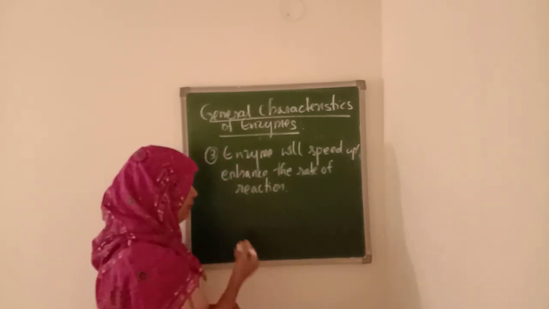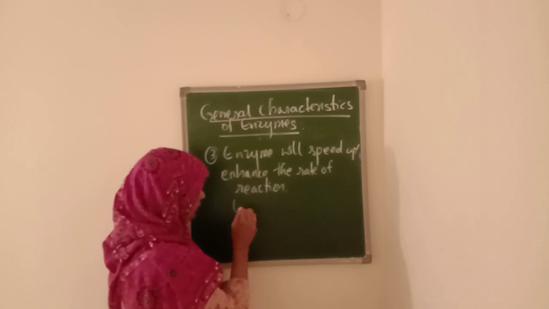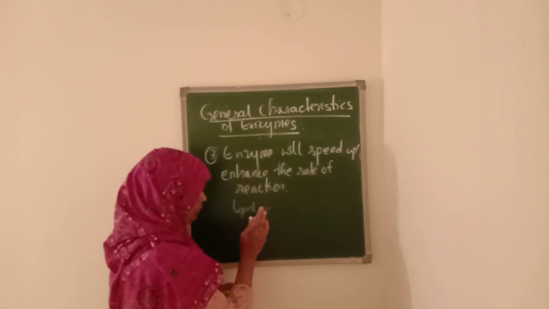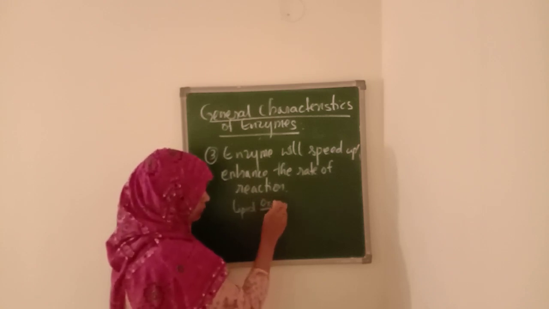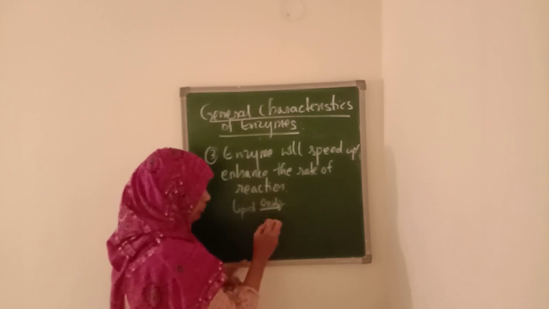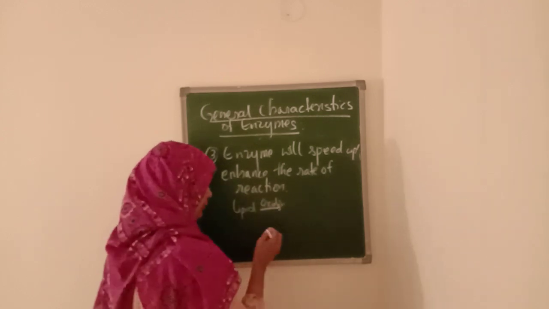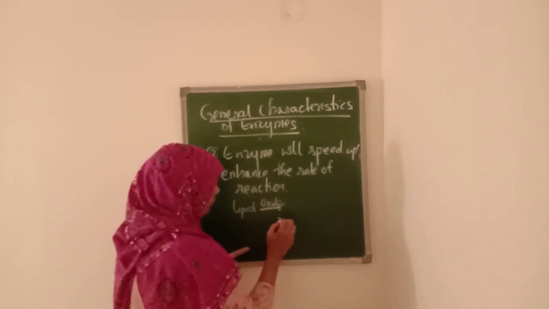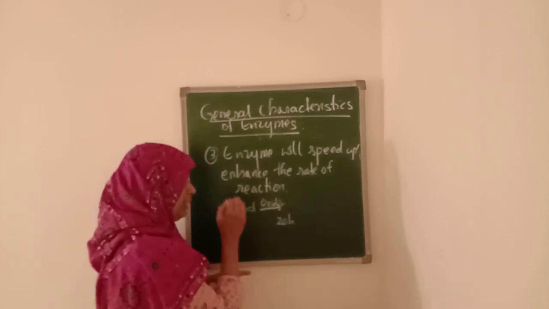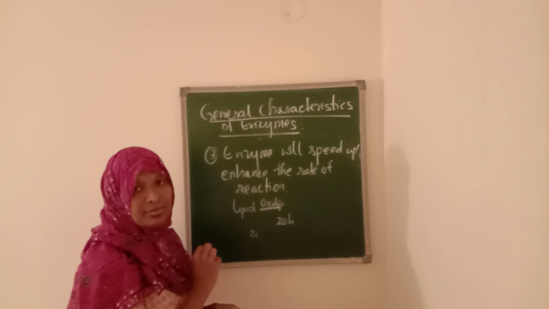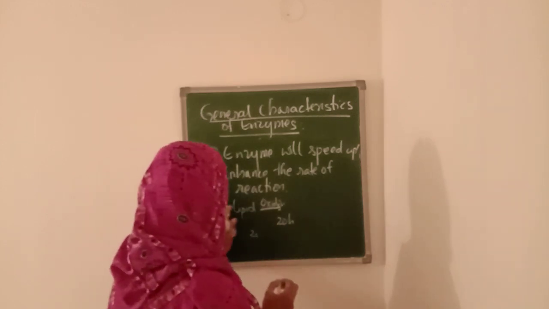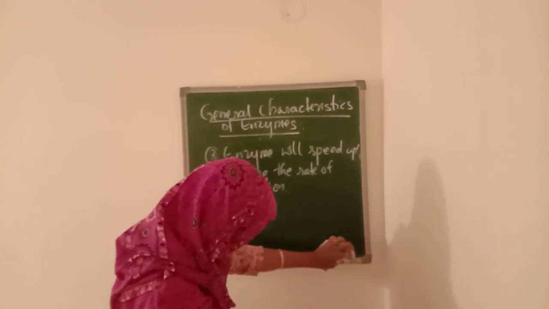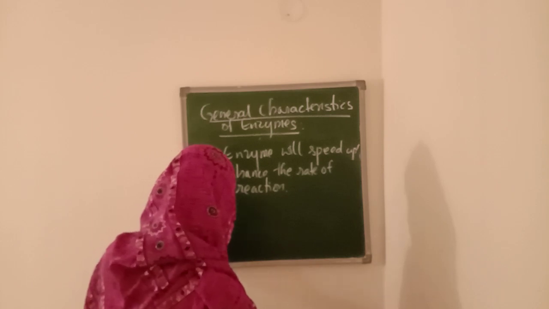For example, if you want to oxidize a lipid, it will take more than 4 to 6 hours. If you go by combustion or something like that, it will take more than 20 hours. But enzymes can do it in 2 seconds. That is the beauty of enzymes. Enzymes will enhance or speed up the rate of reactions.